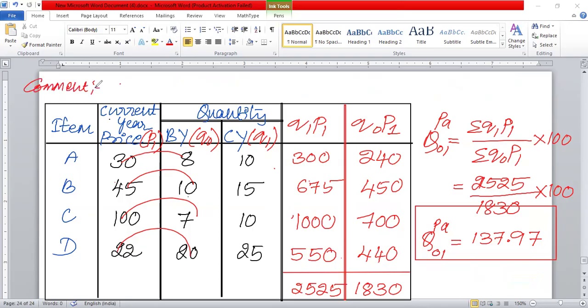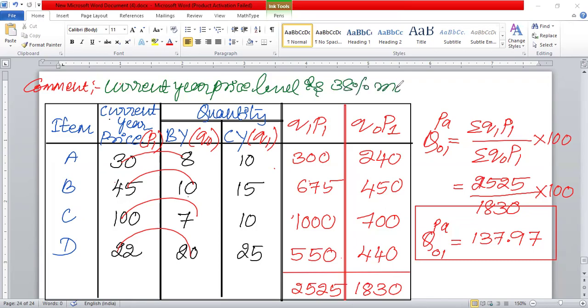Comment: current year price level is 38% more than the base year price level. Then we go to the next question.